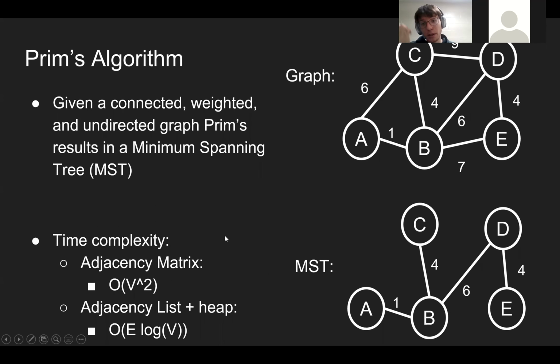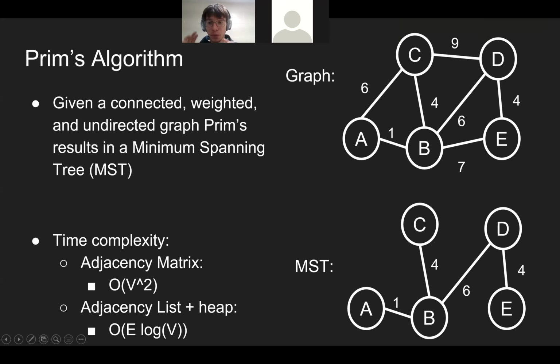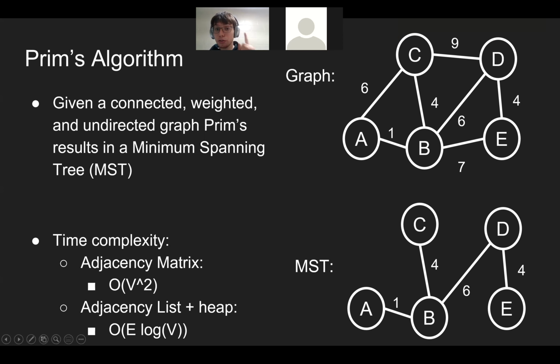So Prim's, given a connected, weighted, undirected graph, gives us an MST. Again, it selects all the vertices in the entire graph such that they're all still connected to each other, but with the lowest sum of edge weights. For example, if I look at this initial graph, it wouldn't be okay if I chose this as my MST, because even though all of these are connected, the sum of the edge weights is larger than it is here.